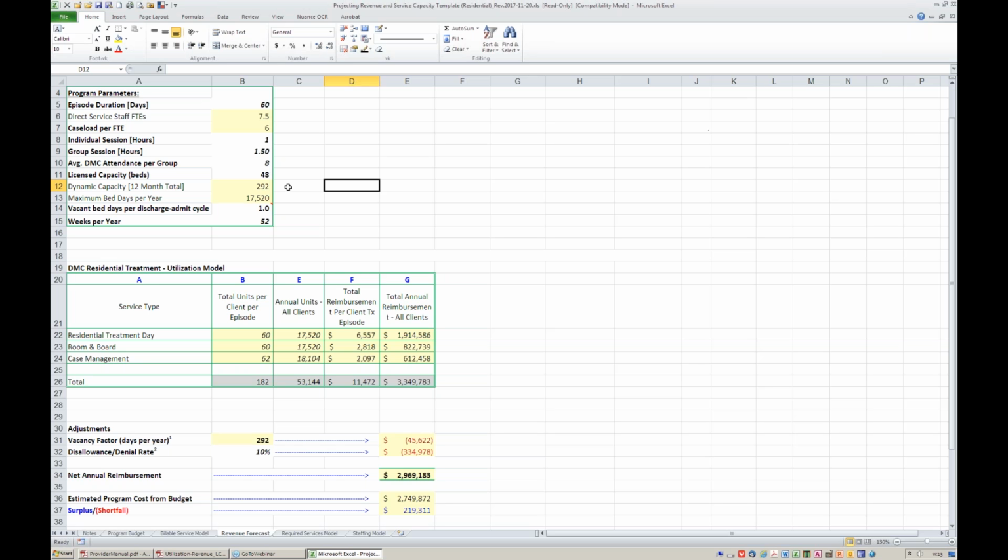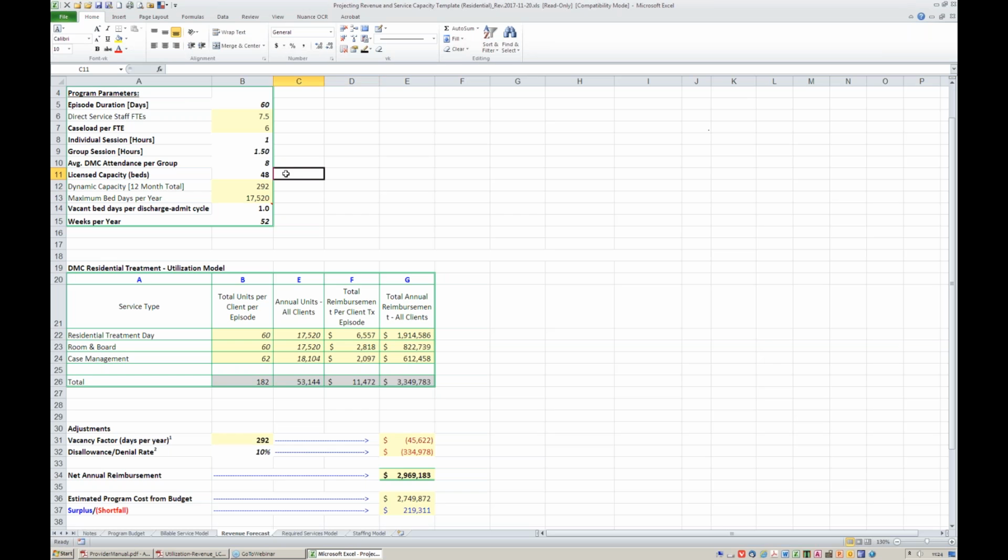So there's a lot of attrition at the front end, and some of you may see what I'm talking about in your own organizations. A lot of clients come in, and 2 weeks is a big dividing point. Many leave in the first week, and for whatever reason, they're not a good fit for them. So that's how we calculate the dynamic capacity.